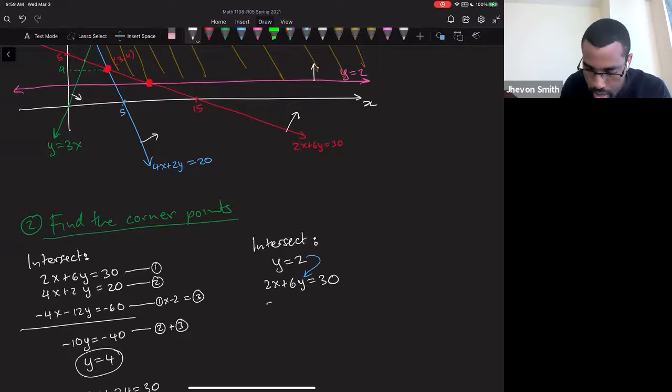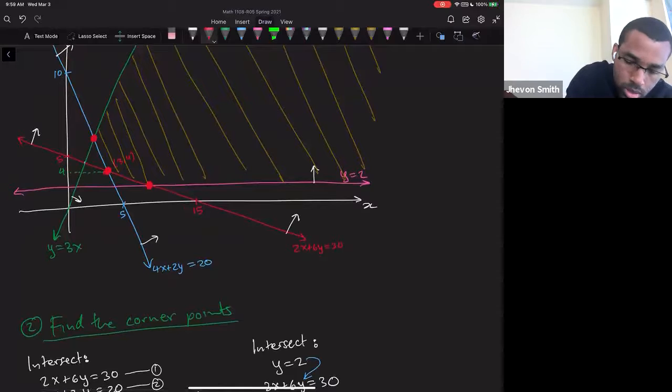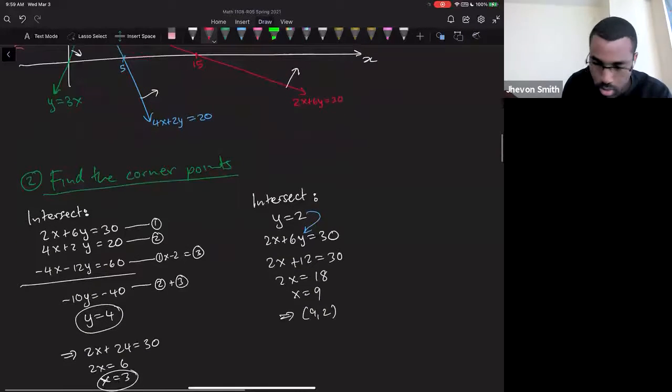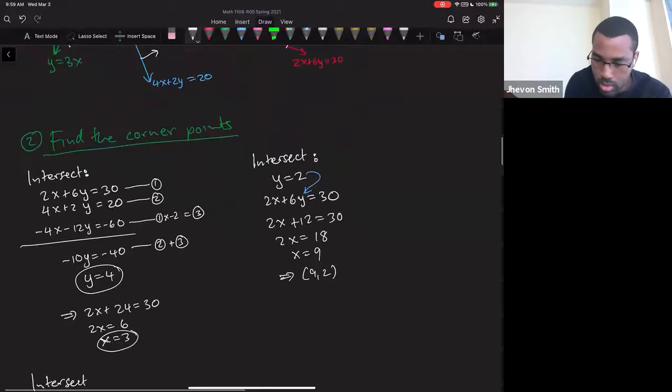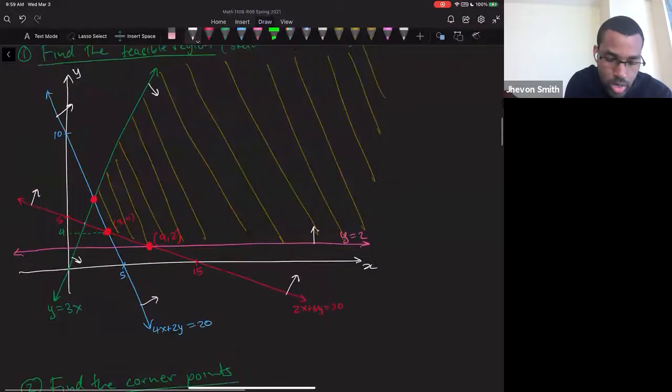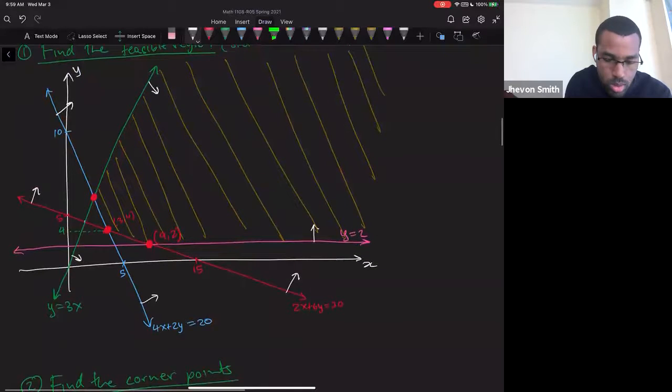I would get 2x plus 12 equals 30, which means that 2x would be, is that 18? x would be 9. So this means you get 9 comma 2. And I also want to intersect the green and the blue, it looks like.